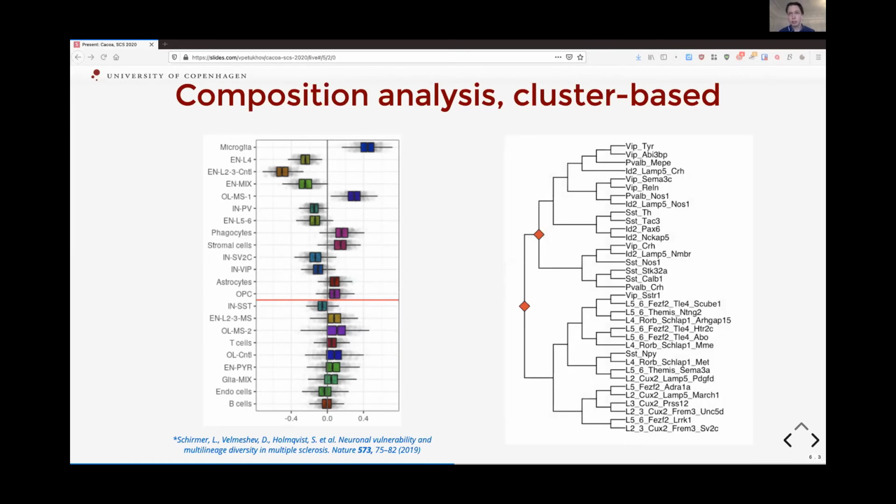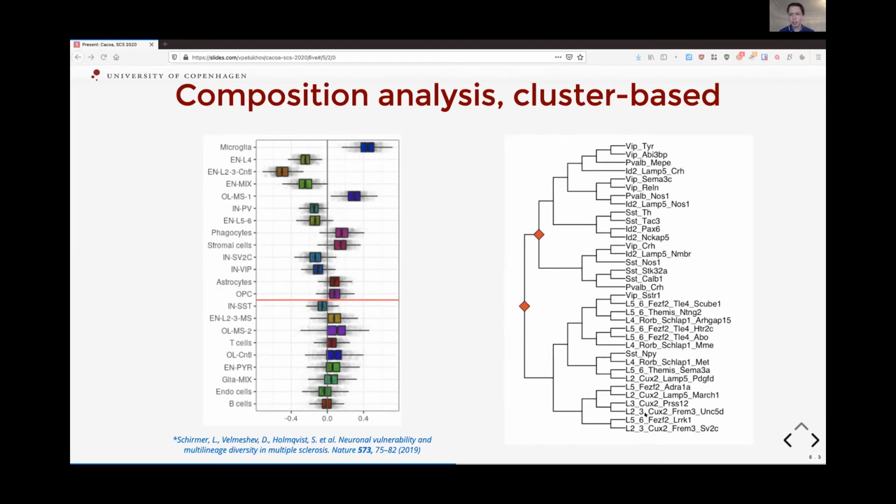The other way would be to build a tree and to go top down. So we say, let's take all our subtypes and try to split them into two categories, where one is overabundant and the other is underabundant. And then we can try to do this optimization for splitting the tree and see which subtypes are in each branch.